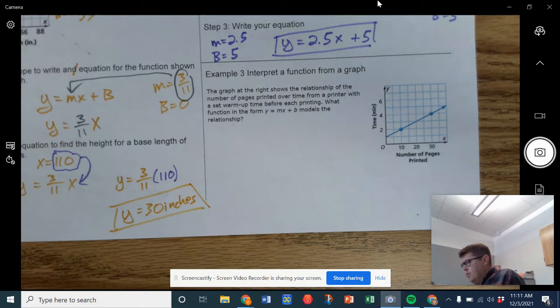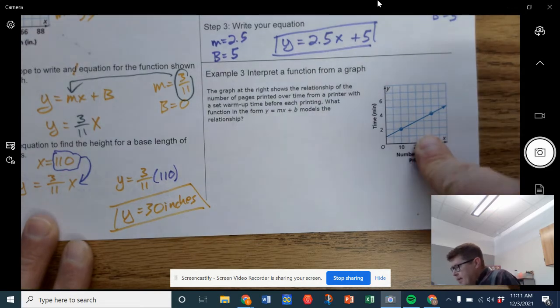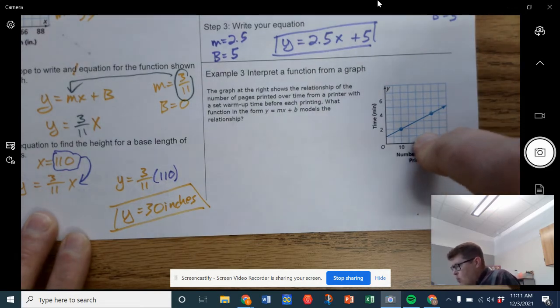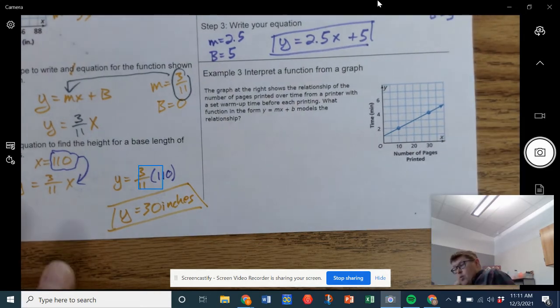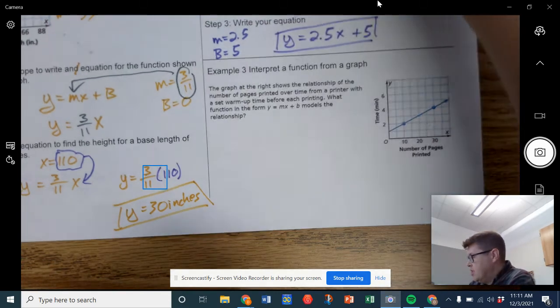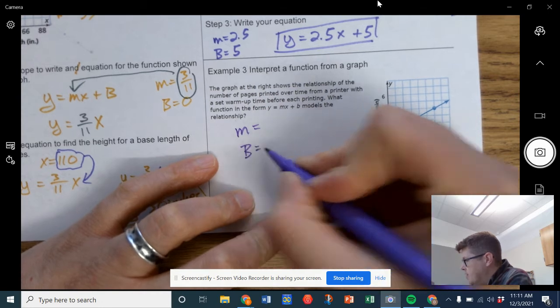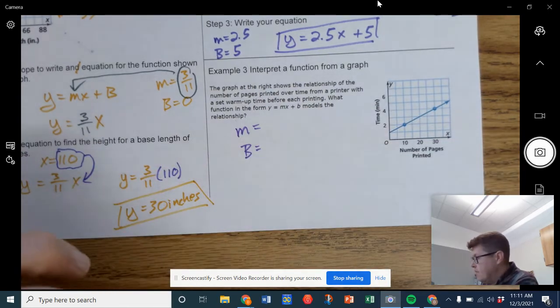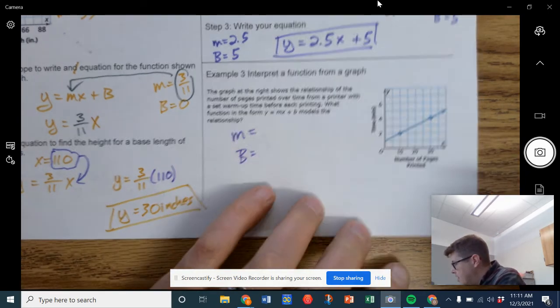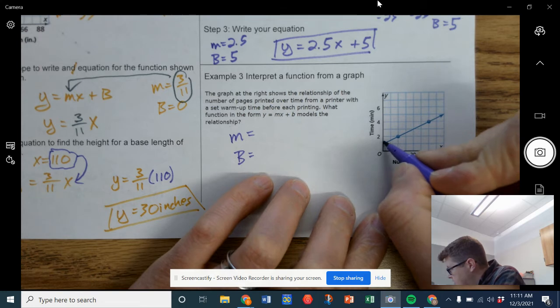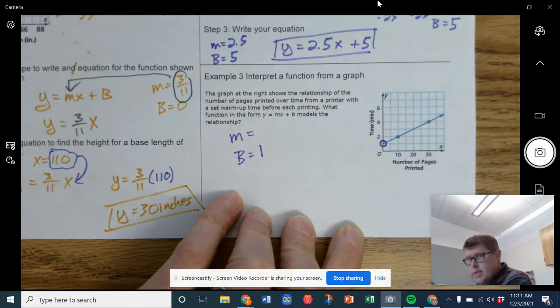Okay. The graph at the right shows the relationship of the number of pages printed over time from a printer with a set warm-up time before each printing. What function in the form of y equals mx plus b models the relationship? Again, we need slope and y-intercept, the two pieces of information we need for most of these problems. It's very easy to find the y-intercept. It is 1, just like that.